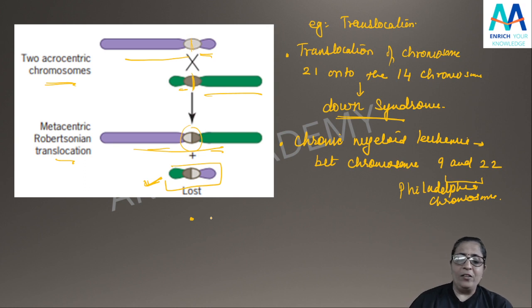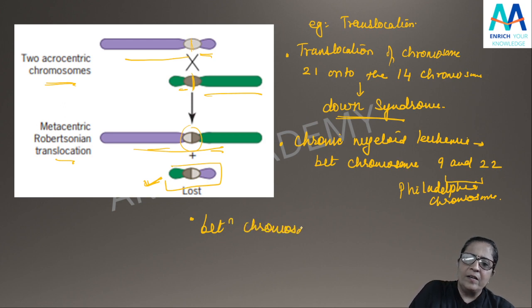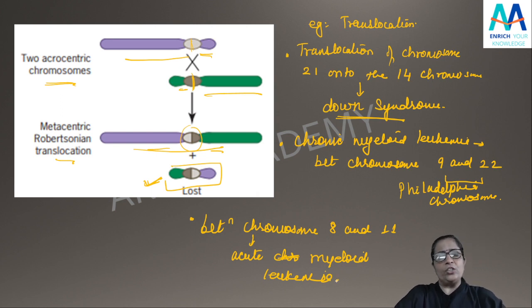Got it? Now there is also translocation between chromosome 8 and 11. और ये ट्रांसलोकेशन कॉज करता है स्टूडेंट्स एक्यूट माइलॉइड ल्यूकेमिया. These are some examples of translocation. You can find many others also. मैं आपको कुछ important examples ही देती हूँ. Yes, there are so many. You can find it all that.